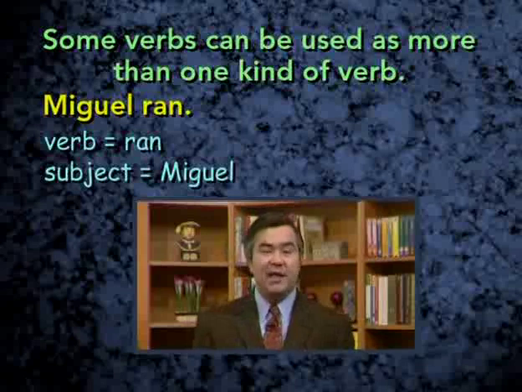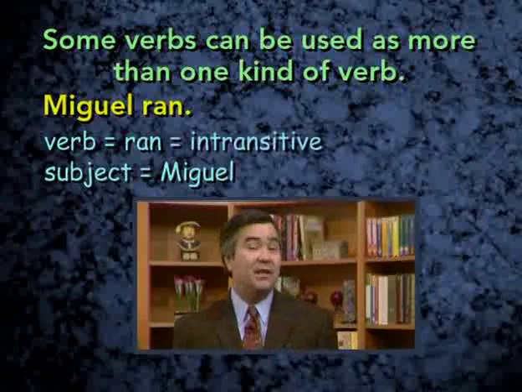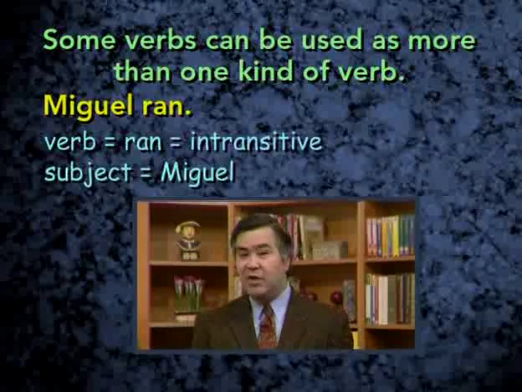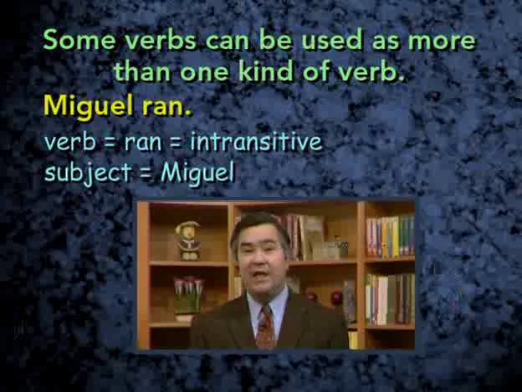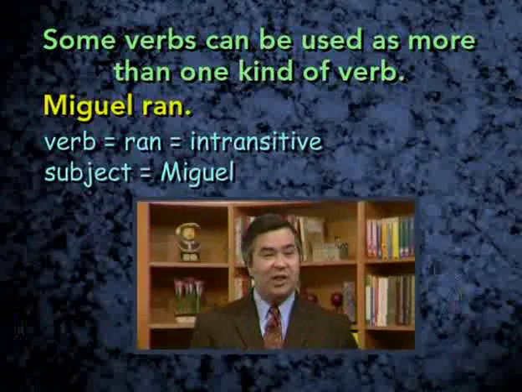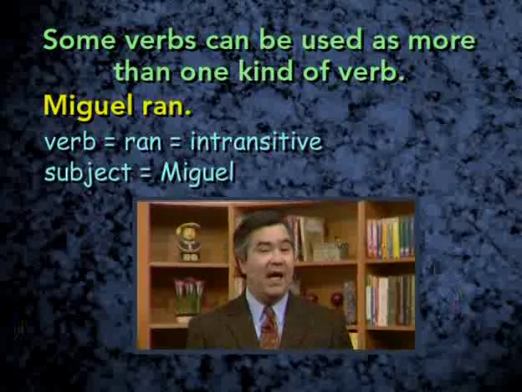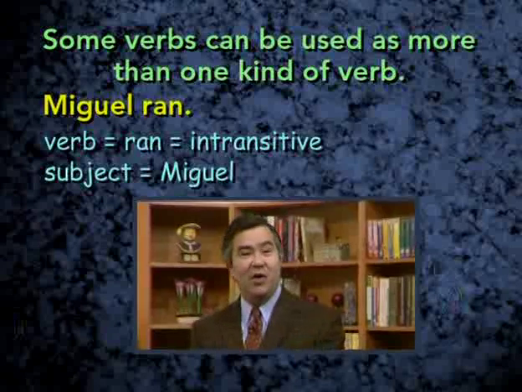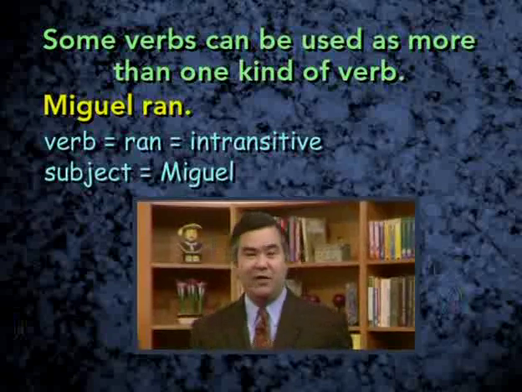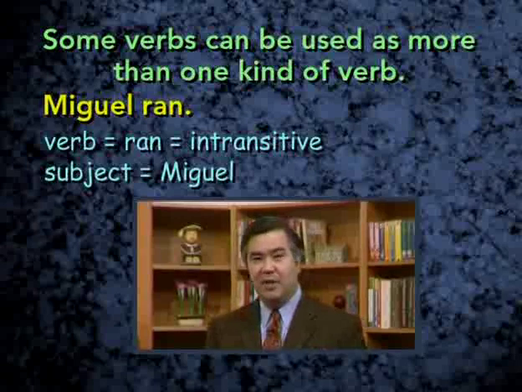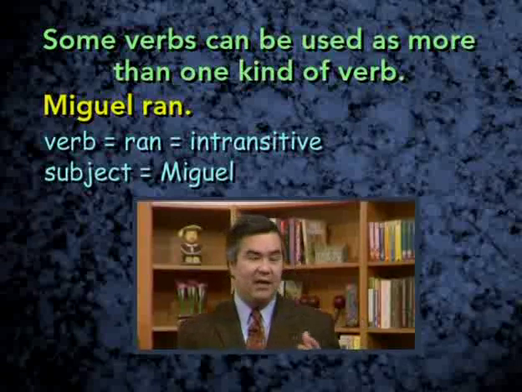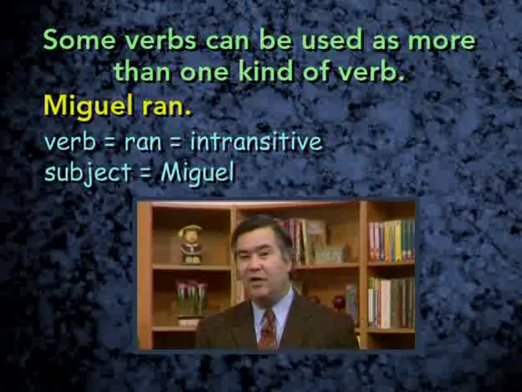In this case, ran is being used as an intransitive verb. Remember that an intransitive verb doesn't have any object. The action simply stops with the verb ran, and the action does not pass on to an object that follows the verb. Miguel ran, a complete sentence in itself, and ran is an intransitive verb.